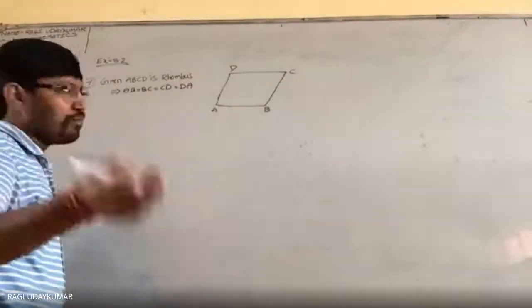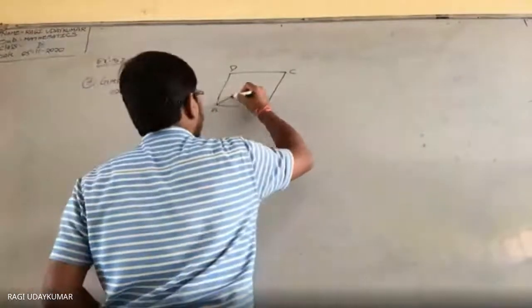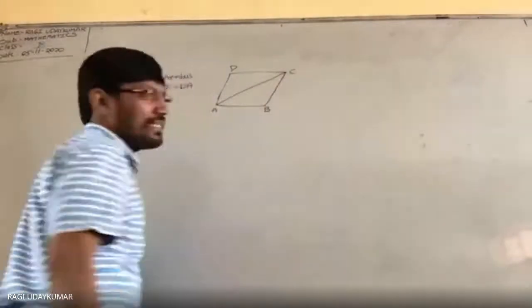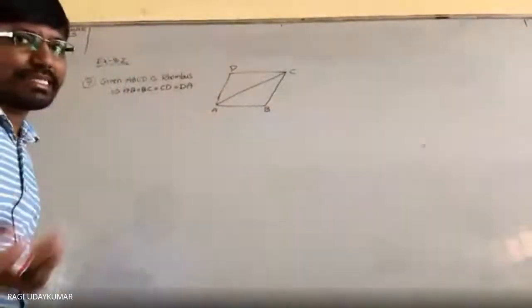And what are you asked to prove here? AC bisects angle A as well as angle C. Sir, your voice is not clear. Sir, your voice is breaking. I think it is only for you. No, sir, it is clear. Clear, isn't it? Yes, sir.